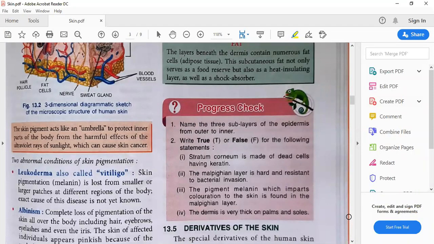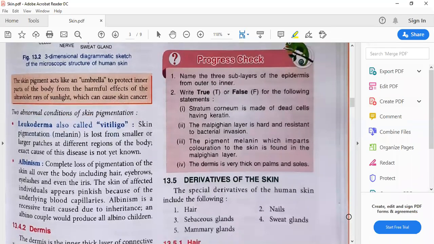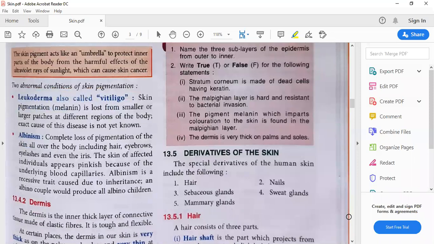The exact cause of the disease is not yet known. Seriously, I don't actually know. A lot of people say that it is because of some spiritual reason. But I'm not aware of the actual reason.